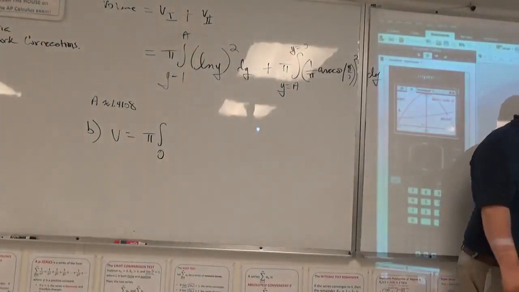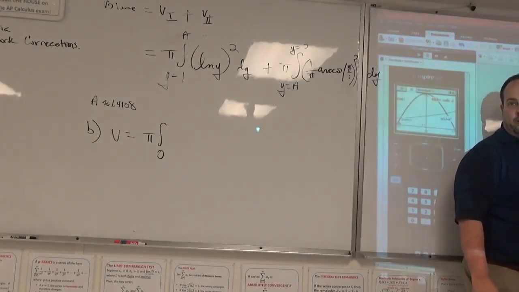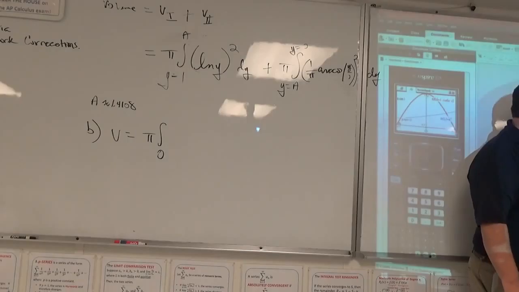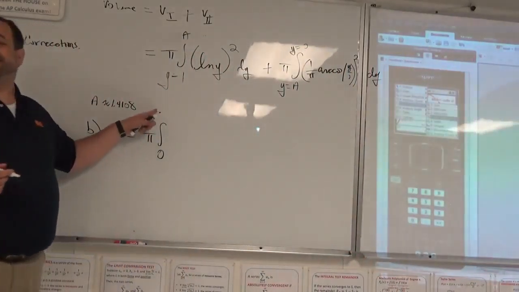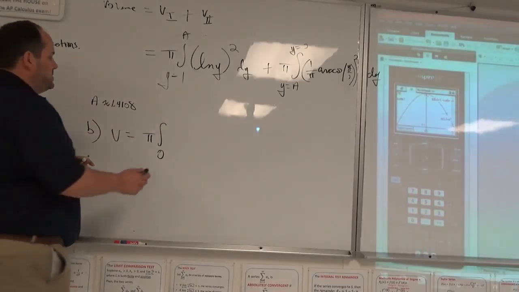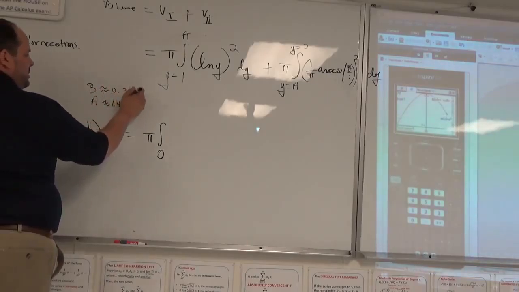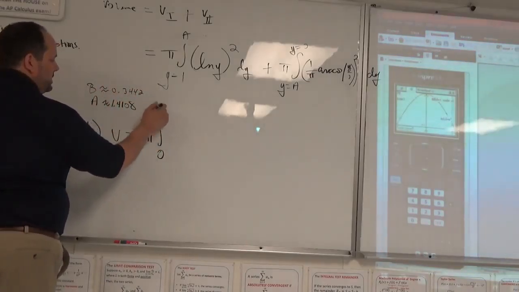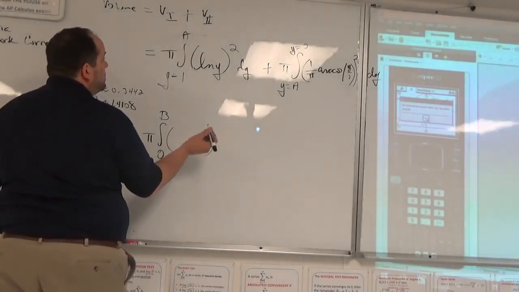For this first one, you go from 0 until the intersection point. And this is where you need to be careful. What's the intersection point? It's 0.3442, right? Because you need the x coordinate. So I'm just going to call it b. Integral from 0 to b. Give me the function. Is that f of x?